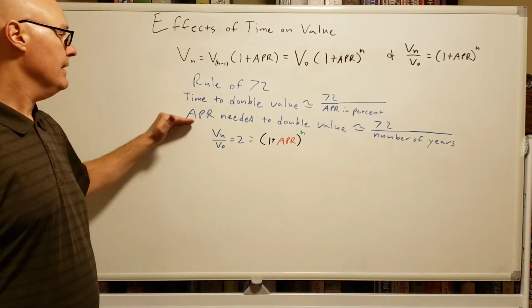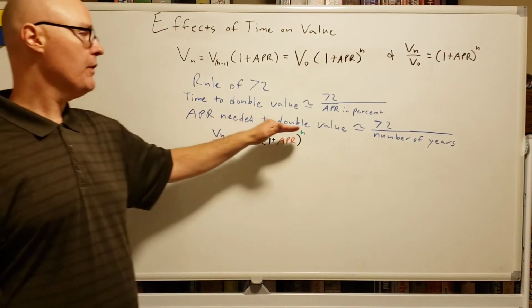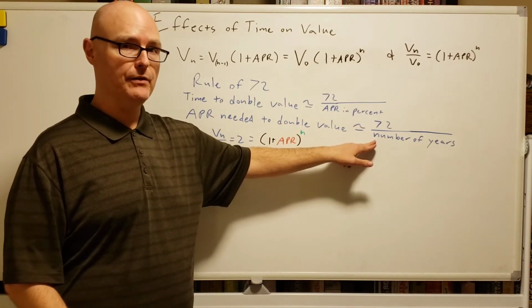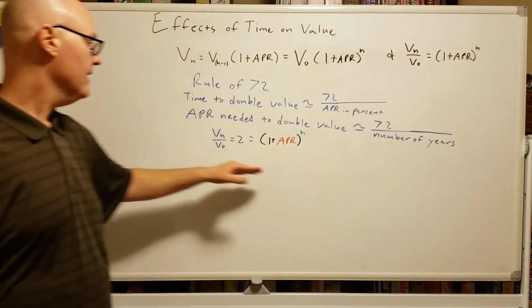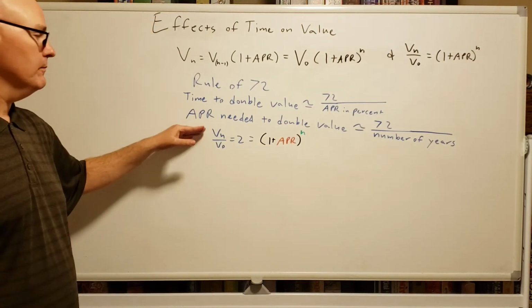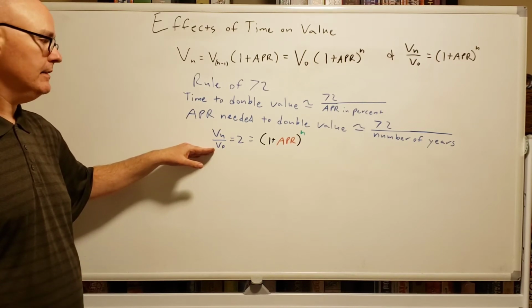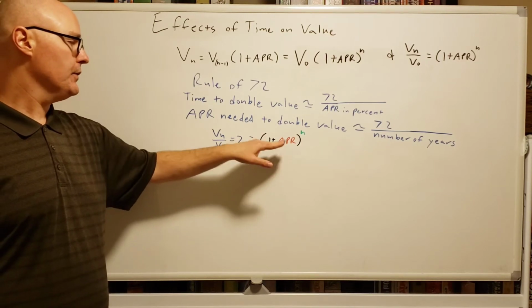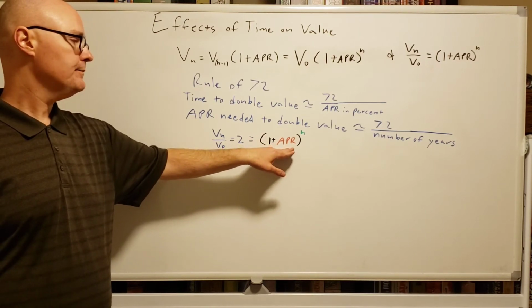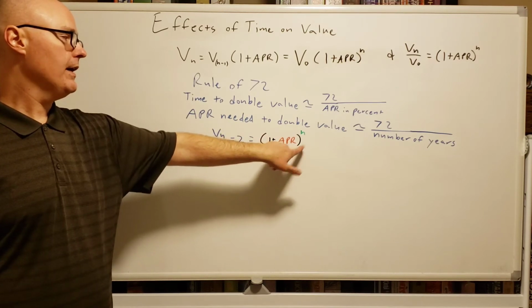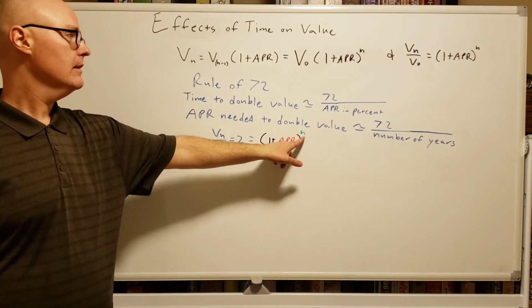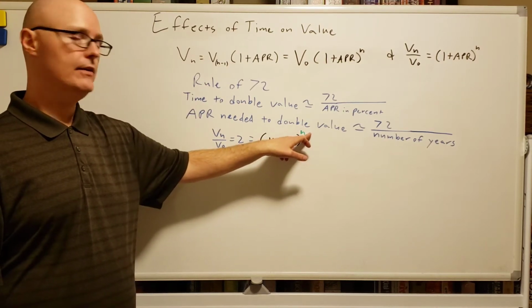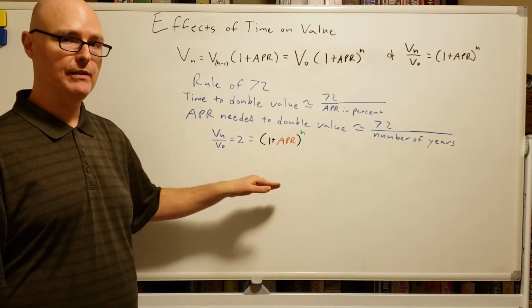Also, the APR needed to double the value is about equal to 72 divided by the number of years. Another way of expressing that is that the value at the end divided by the value in the beginning equals 2. That is going to equal 1 plus the APR quantity to the power of n, such that APR multiplied by number of years is about equal to 72.